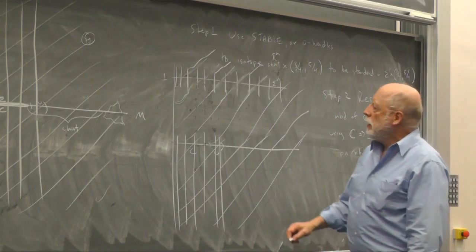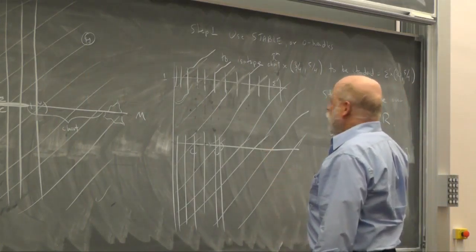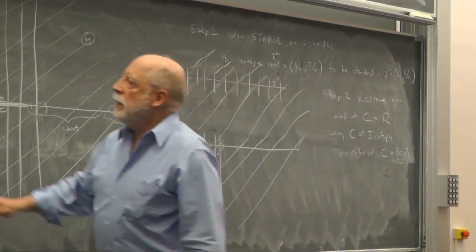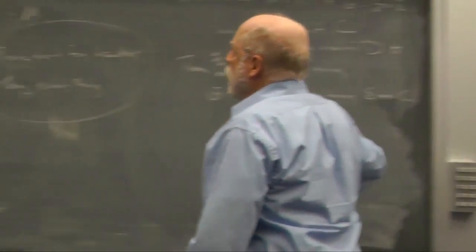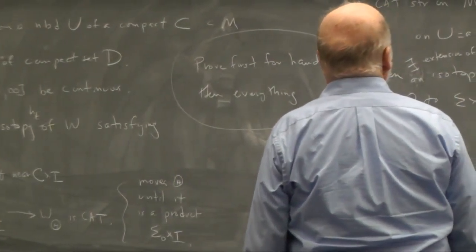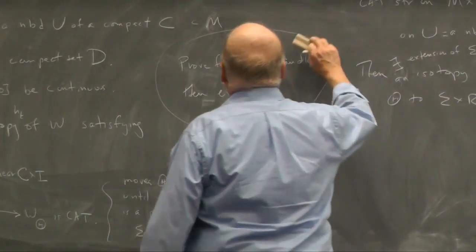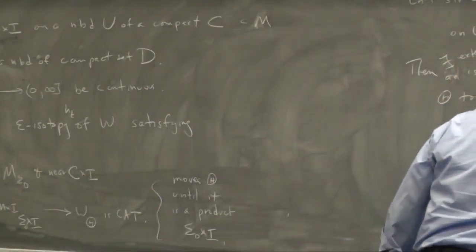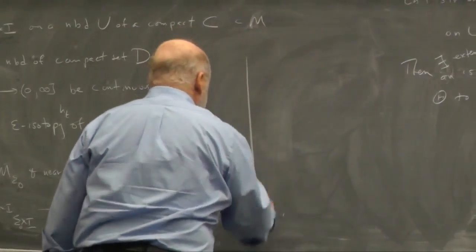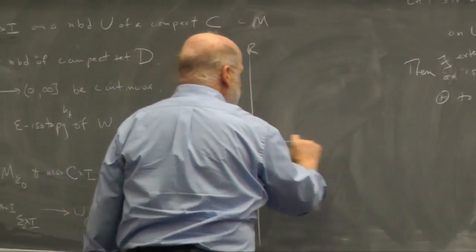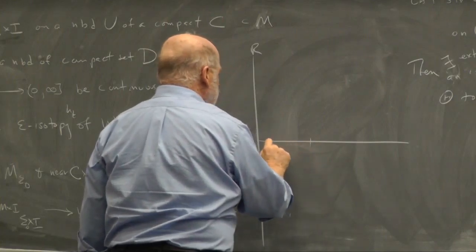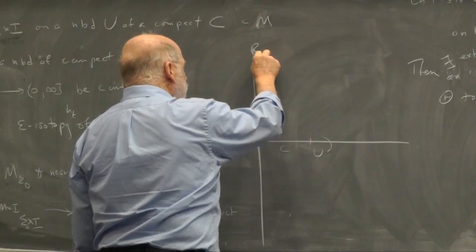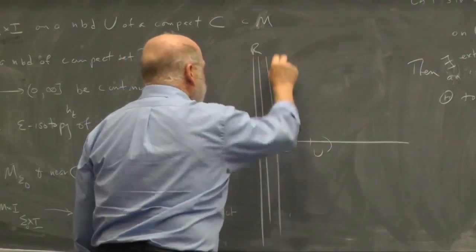Okay, so now the new picture. I guess so. We keep using that. I'll put a picture in here. So the next one, now it looks like there's R again, here's M, and C, and out to U. And now we have a product structure all through here.